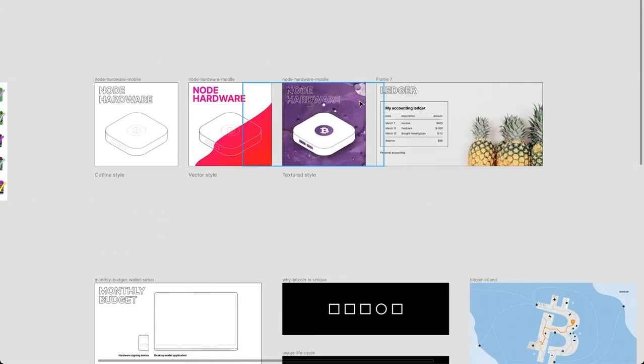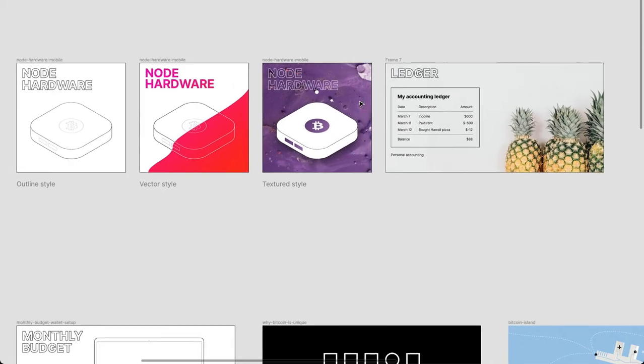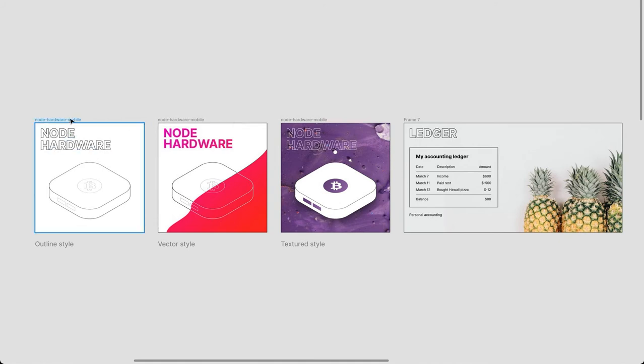So here are some examples of one illustration here that talks about node hardware. So there's a page about hardware with different types of hardware, and each category has its own illustration. This is one of them. And here's the basic black and white version. Then this applies a style.